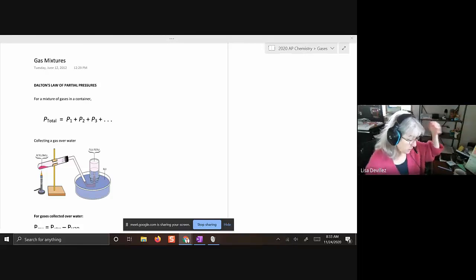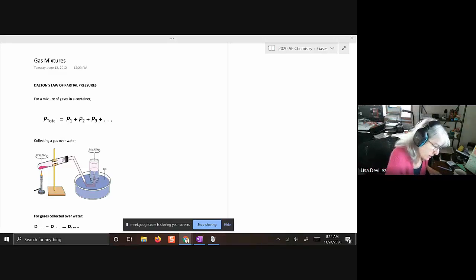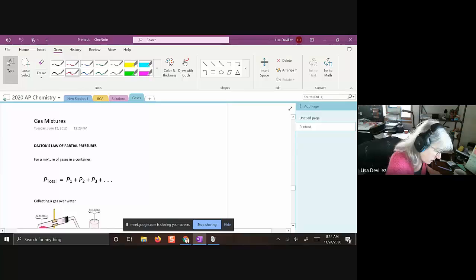Okay, so today we're basically looking at properties of mixtures of gases. And the key thing to remember is that it doesn't matter what the gas is. Our total pressure is going to be the pressure of all the gases hitting the walls of the container, so the frequency of those collisions.